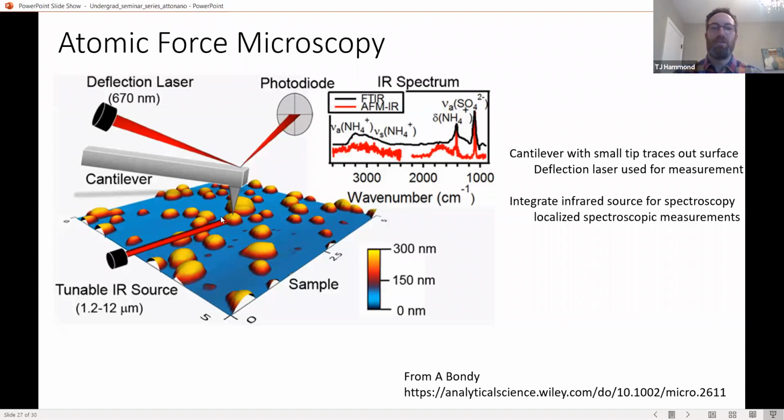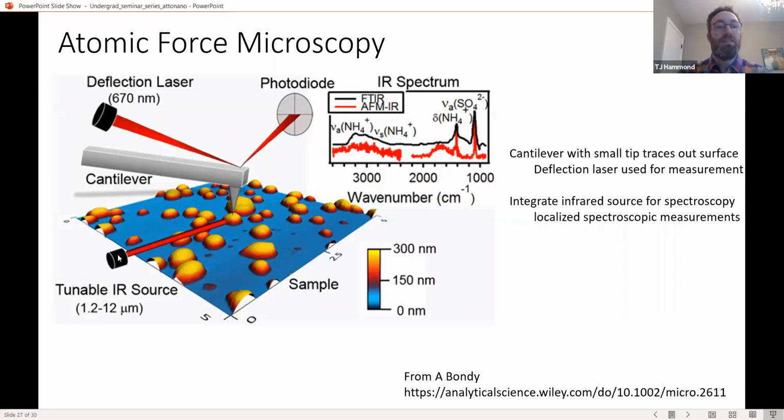It's not single atomic sensitivity, but it can have really, really small resolution. So it can measure clusters and things like that. STM, scanning tunneling microscopy, is what can measure single electrons.